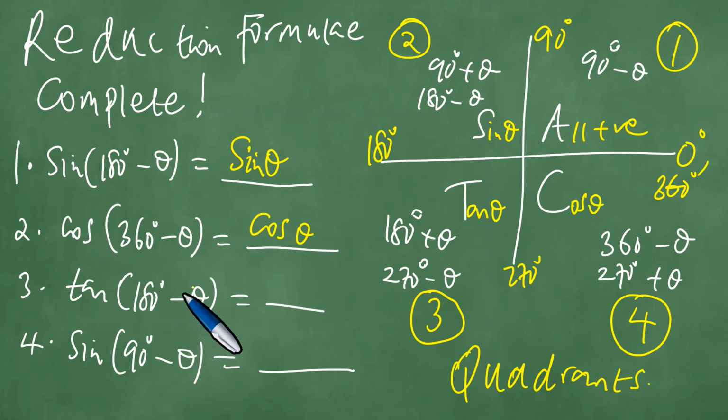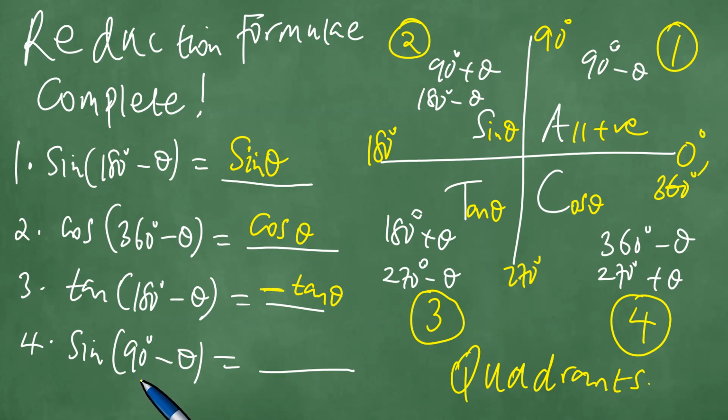Let's look at 180 minus theta, and in which quadrant is that one? It is in the second quadrant. So in the second quadrant, the sine is the only one that is positive. And therefore, the tangent that appears here is going to be negative. So you write negative like this, and you copy tan and theta. So you have negative tangent of theta.